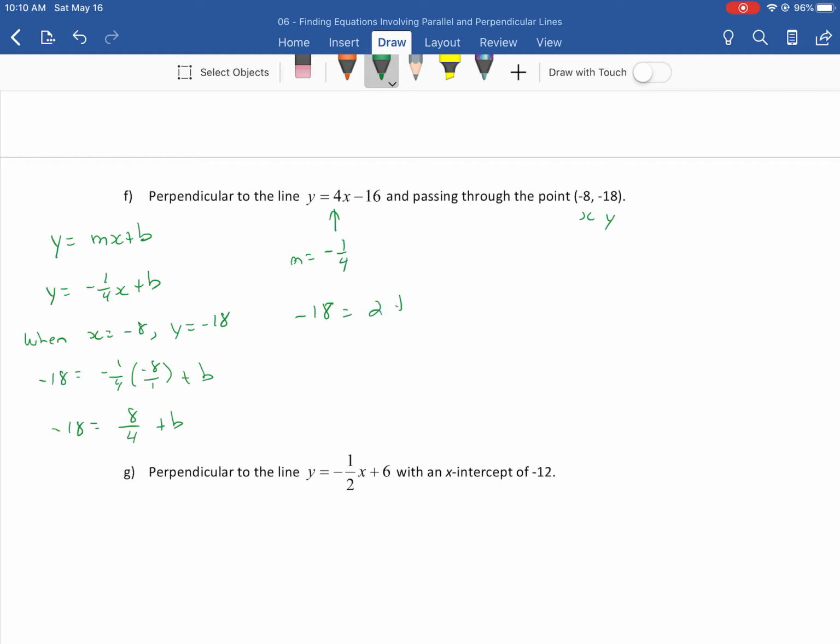And again, like a lot of questions in this chapter, it looks like it's going to be crazy fractions. When you actually multiply it out, you get a nice whole number. Bring that 2 over. And so now I've got my equation. I found the slope, which was -1/4. I found the y-intercept by subbing in, -20. So again, great examples in this section because it ties together so much of the stuff that's been done in this chapter already.